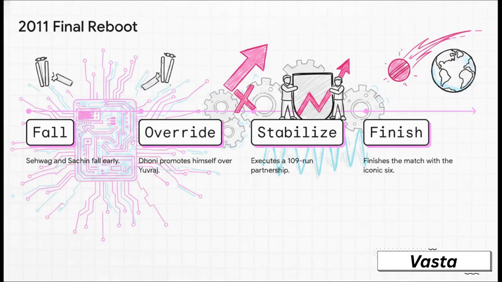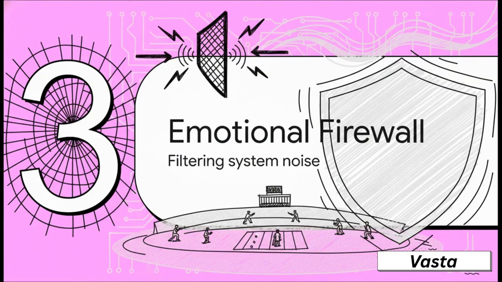His personal software was perfectly coded to counter the off-spin of Muralitharan. He engineers a 109-run stabilizing partnership with Gambhir and then finishes the whole thing off with that iconic six. It was a complete system reboot on the world's biggest possible stage. Which brings us to Section 3, the emotional firewall, filtering noise and preventing system crashes under pressure.